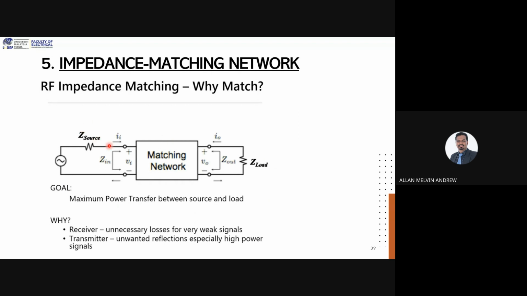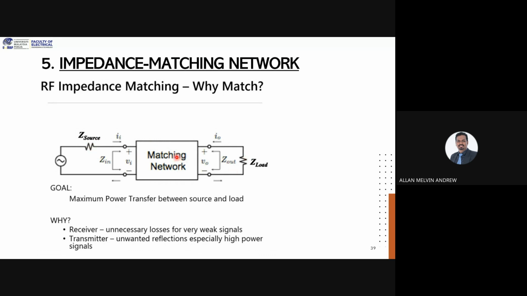Meaning here you are giving 100 volt, so you must receive 100 volt here. That is what we call maximum power transfer, meaning it is successful. We do not want it so that you are giving 100 volt, but you are only receiving 10 volt. So 90 volt go missing. So we need to have a matching network in order to have the proper transmission.